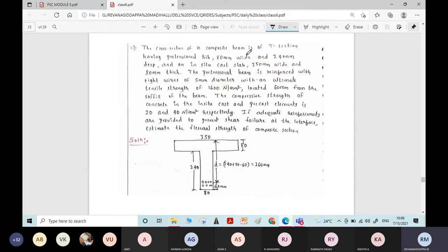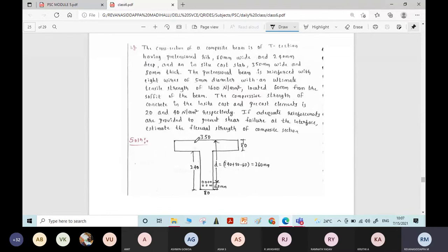The cross section of a composite beam is a T section having a pretensioned rib 80 mm wide and 240 mm deep. The beam dimensions are given, and a cast in situ slab of 350 mm wide and 80 mm thick. The thickness of the slab is also given in the figure. The pretensioned beam is reinforced with 8 wires of 5 mm diameter with an ultimate tensile strength of 1600 N/mm², located at 60 mm from the soffit of the beam.